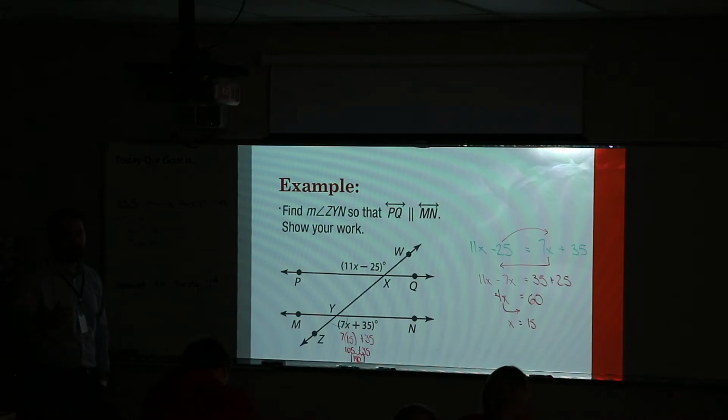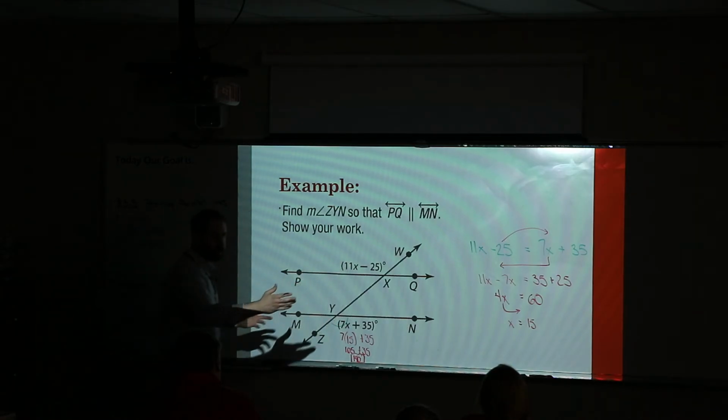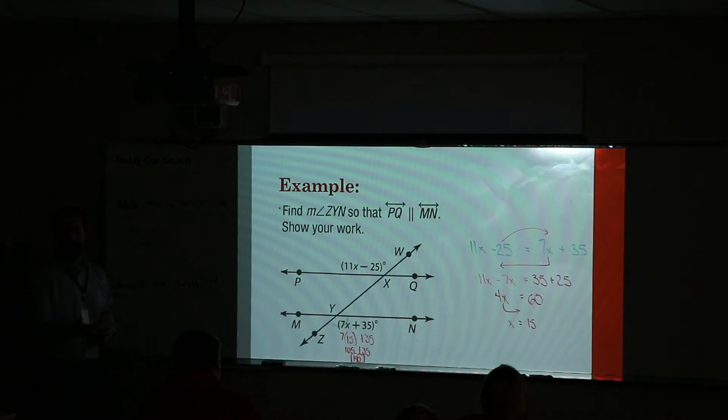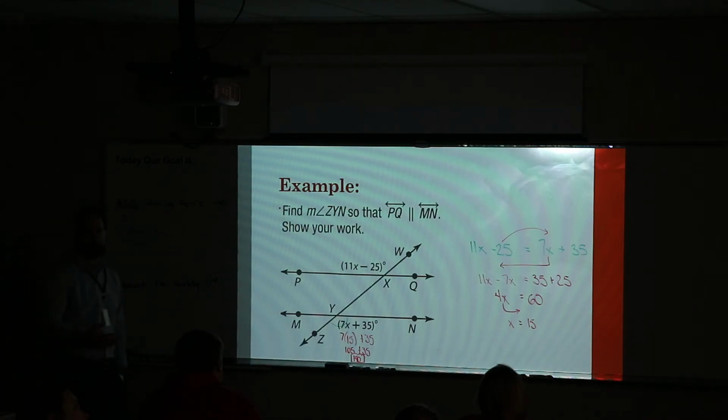Okay, questions, comments about how I just did that? We found x by just looking at the picture and saying, okay, we force them equal to each other, it kind of makes sense, because those are alternate exteriors. The reason why this works is because of the previous theorems that we've done. The theorem that we had was theorem 3.5, the alternate exterior theorem. They didn't ask for that, but that's the idea. You have to know your theorems, why it works.